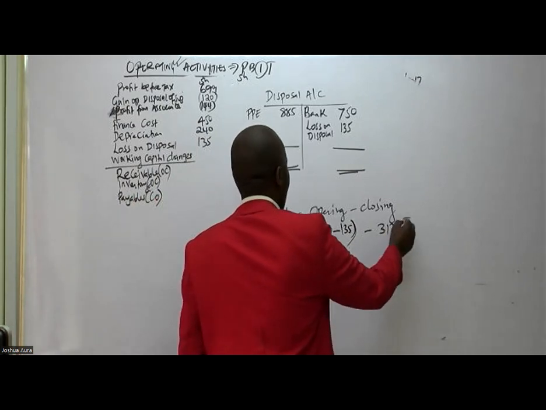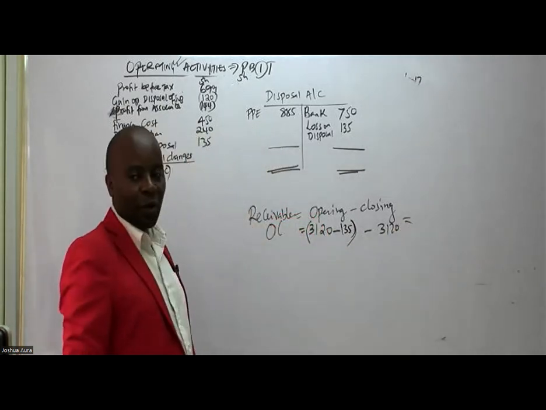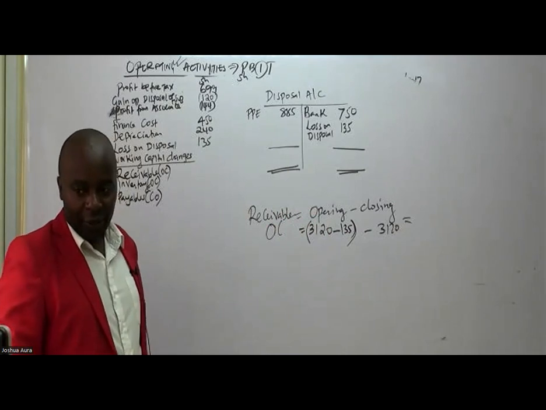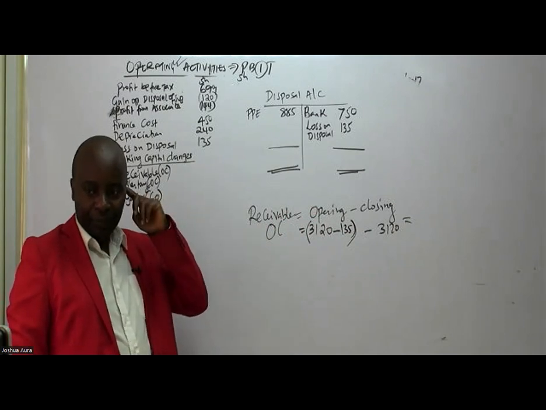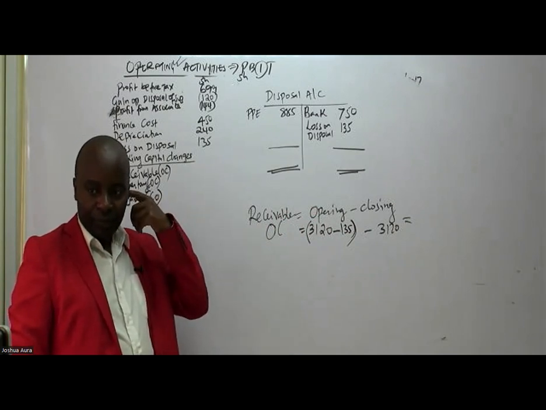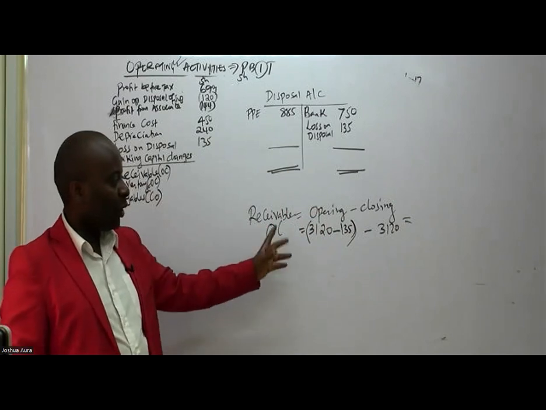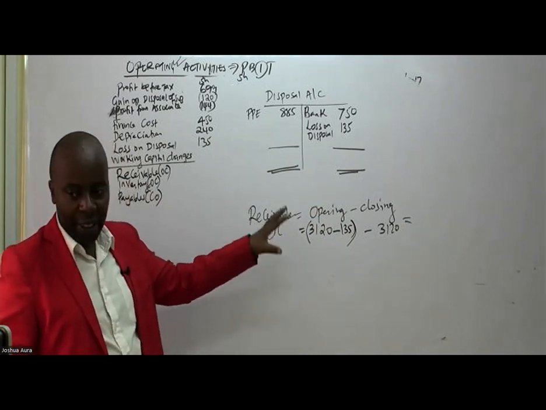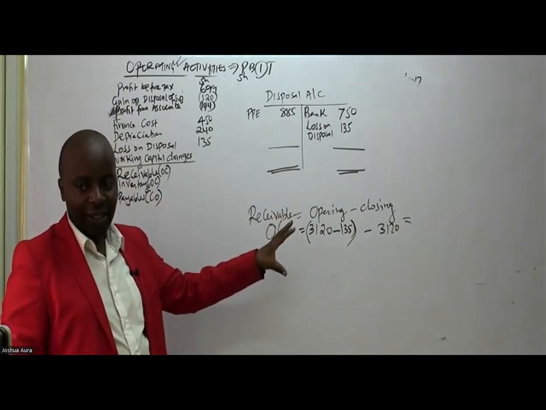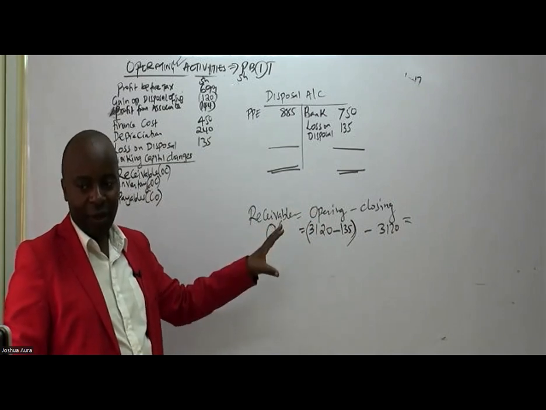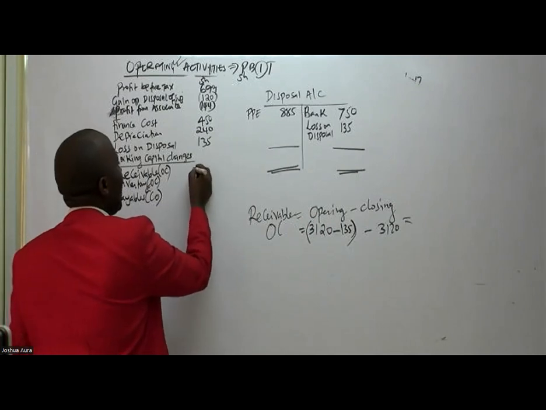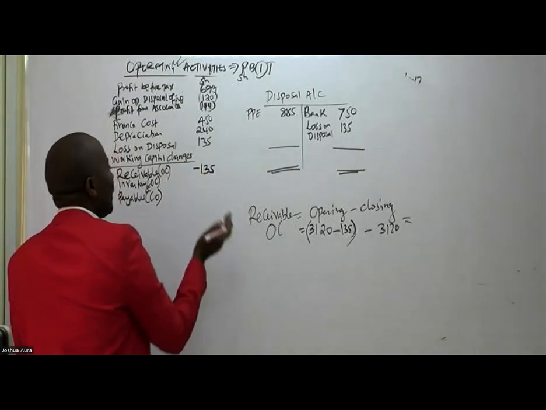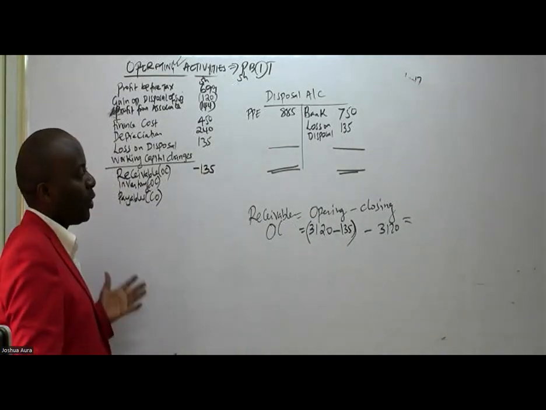So could you kindly give me the final answer? What do we have there? All right. So 3120 minus 135 in brackets minus 3120. Do we have a negative 135? Yes. So for receivables, it's a negative 135. So it's a cash outflow. That's how we handle working capital changes.